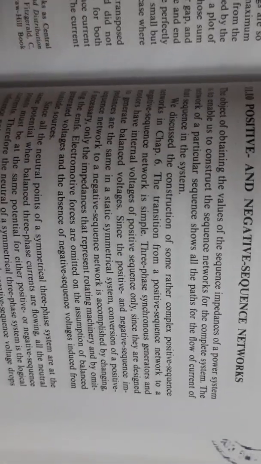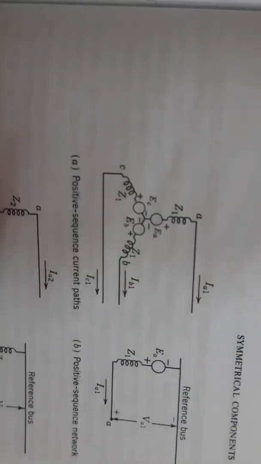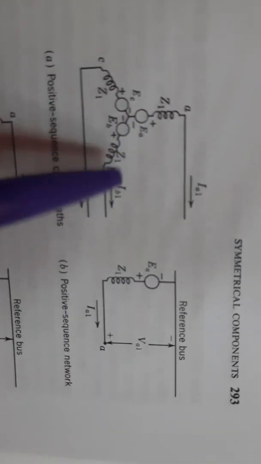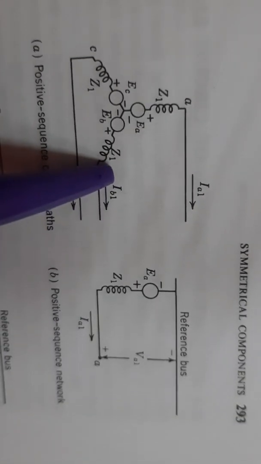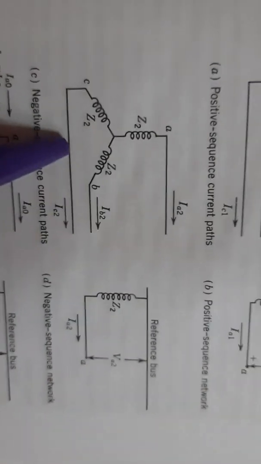Now in this one, the first point, this is the diagram, and in this diagram this is a positive sequence. In the positive sequence, we can see the EMF is there, and this is the impedance Z. Now I want to convert this positive sequence into the negative sequence.